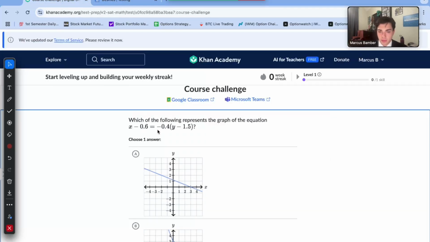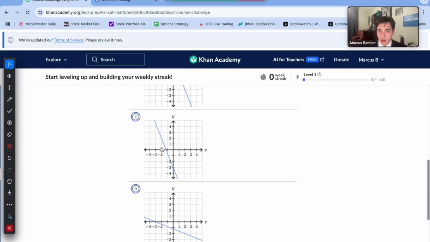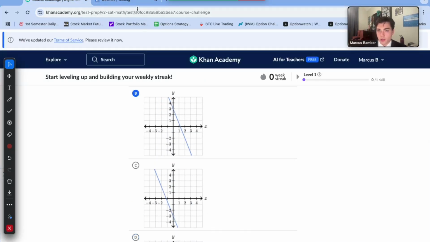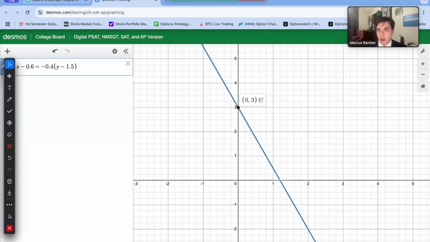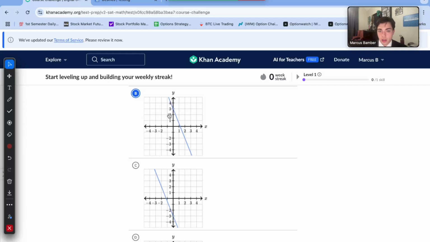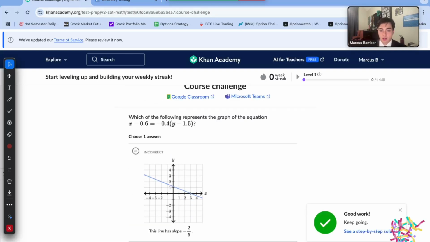Okay, so let's take a look. It obviously mirrors answer choice B. Our y-intercept is at 3, and then our x-intercept is at like 1.33 or 1.2 in this case. So B is the correct answer.